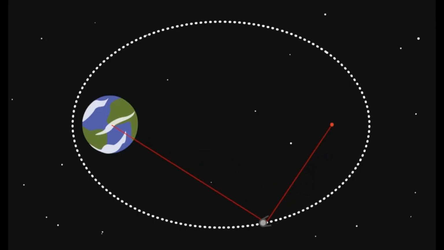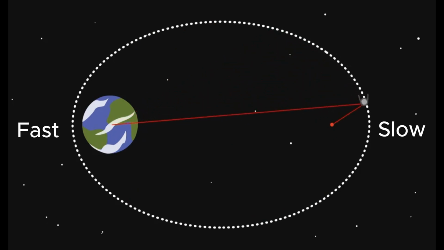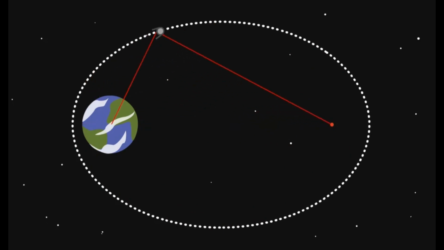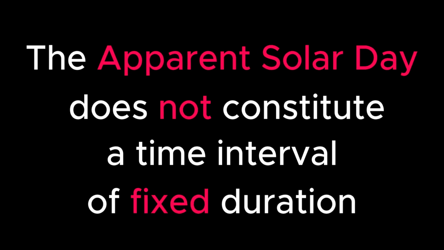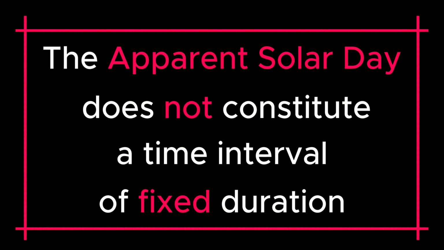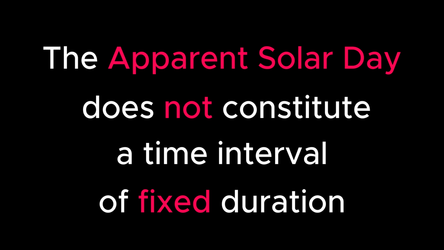The situation is further complicated by the Earth's variable speed along its elliptical orbit around the Sun, moving fastest when nearest the Sun and slowest when furthest away. Thus, the difference is a variable amount both in quantity and sign. As a result of these factors, the apparent solar day does not constitute a time interval of fixed duration.